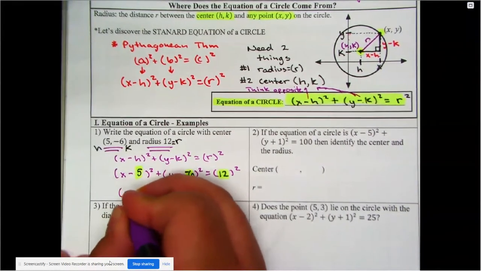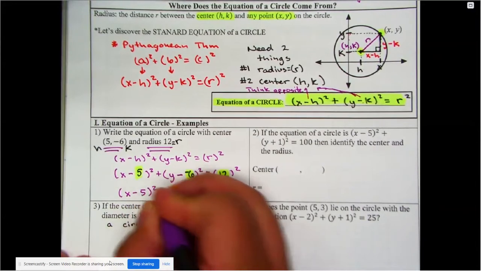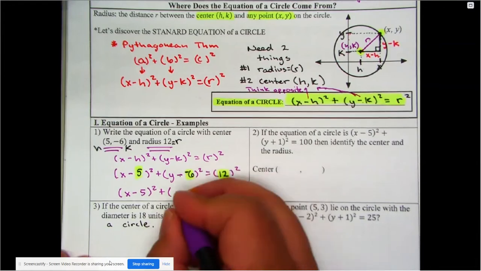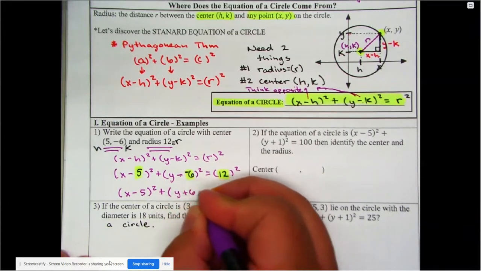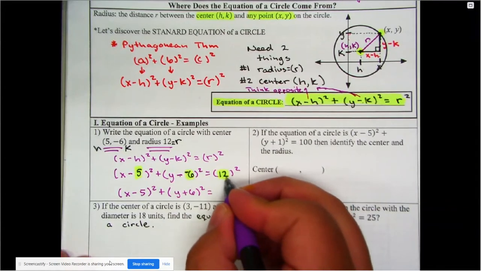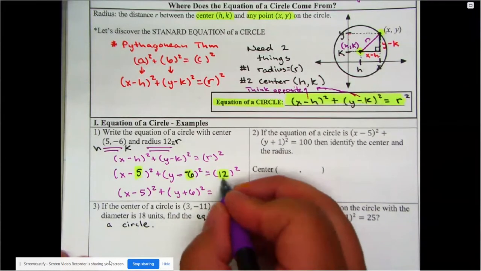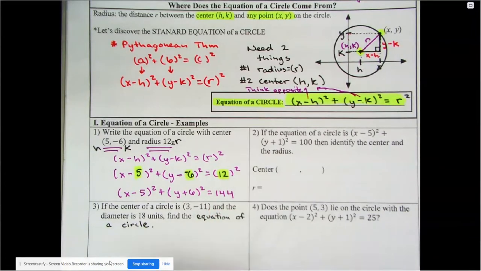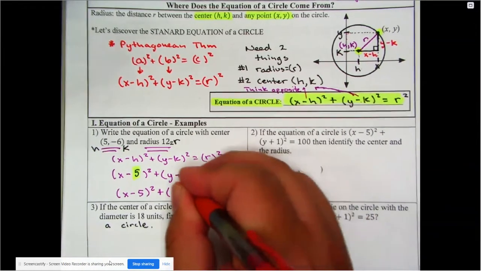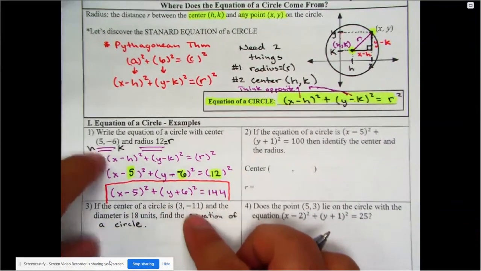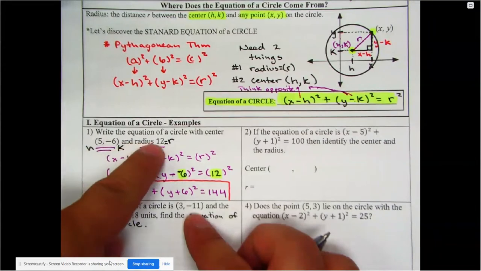I would leave it as x minus 5 squared. But here, this is where we would change it. A negative times a negative is positive. So we would say y plus 6 squared. And then, of course, 12 squared. That's not 12 times 2. 12 times 12 is 144. And just like that, here is my answer. This is the equation of a circle that has this as a center and has this radius on it.